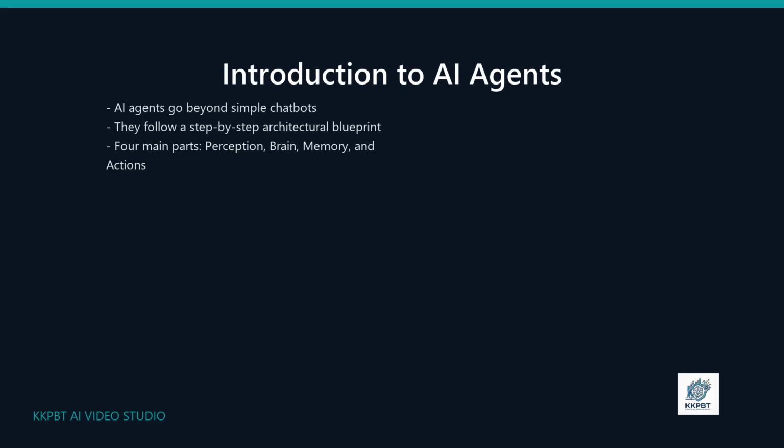Have you ever wondered how an AI agent actually works under the hood? It is not just a chatbot answering questions. An AI agent can take a goal, think through a plan, use tools, and complete real tasks for you. Welcome to our beginner guide on basic agent architecture. Today, we will break down the step-by-step blueprint of how AI agents are built using four main parts: perception, the brain, memory, and actions. Let's get started.